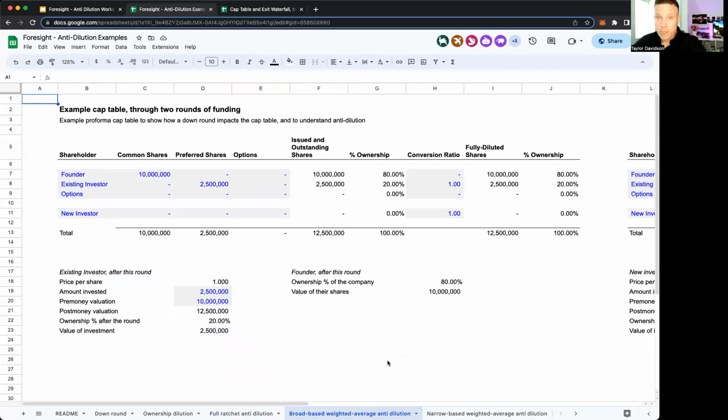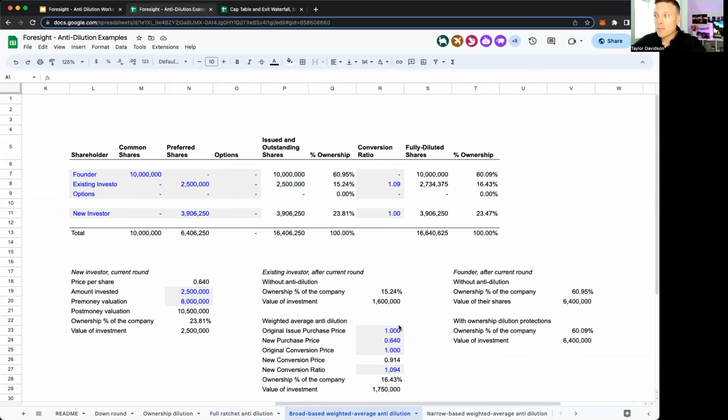Now, let's talk about broad-based weighted average anti-dilution. Same exact setup, pre-financing cap table, pro forma cap table. The difference here is how we're calculating this weighted average anti-dilution. Same setup for the new purchase price, same thing for the original issue purchase price. The biggest difference here is just a little more complication to the formula for calculating the new conversion price.